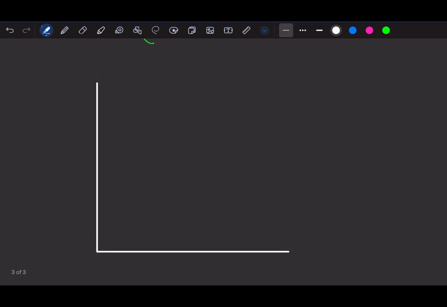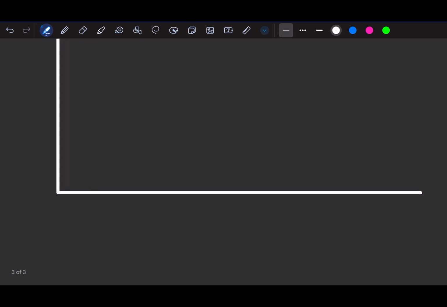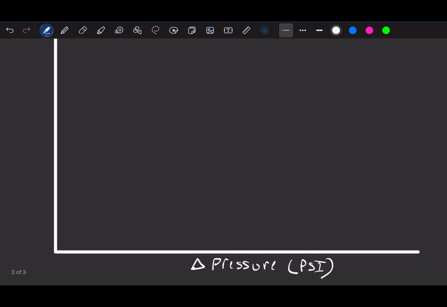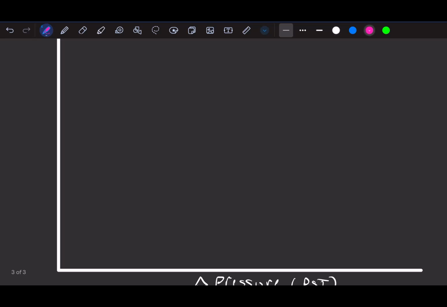Now I've already drawn some axes for us, so let's zoom in and start adding things to these axes. First I'm going to do my x-axis, which happens to be my input axis. In this case I have pressure, and really this is my delta pressure, and that's going to be in psi. And then on my y-axis, this is always my output axis. In this case, I have voltage, and that's going to be in volts.